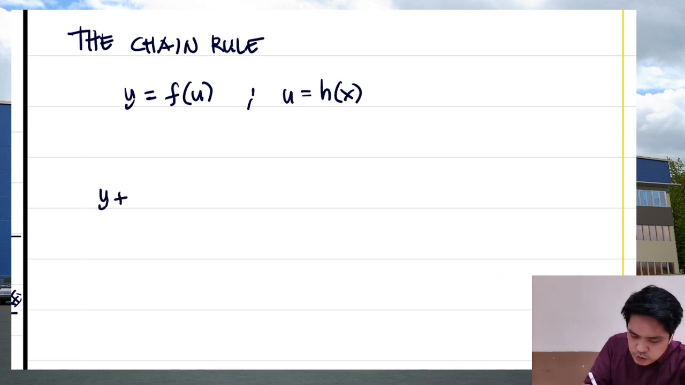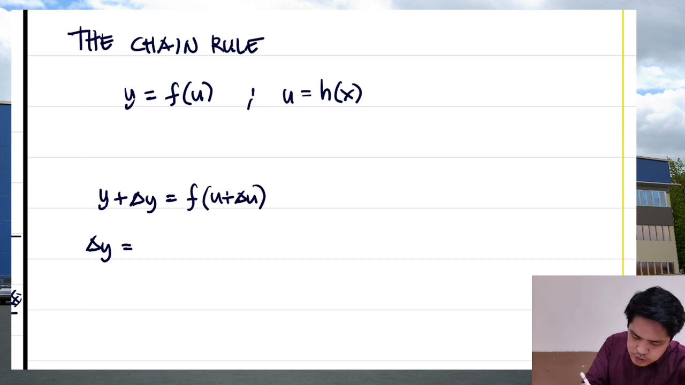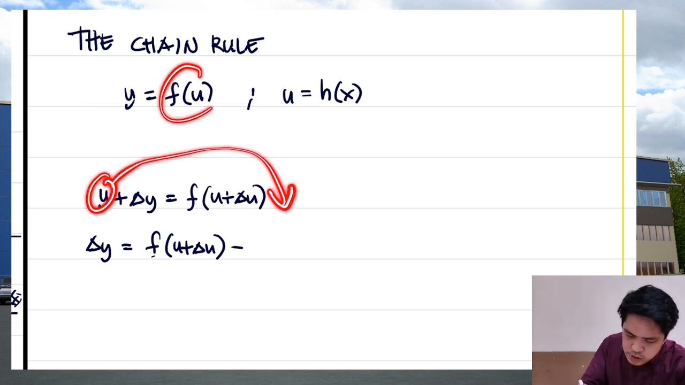If we introduce a change in y, that means we also had a change in u. Dito lang muna. If we consider this function, so that would be u plus delta u dito. Okay? So therefore, delta y is just equal to f of u plus delta u minus y. Ito na. Minus y, which is f of u.